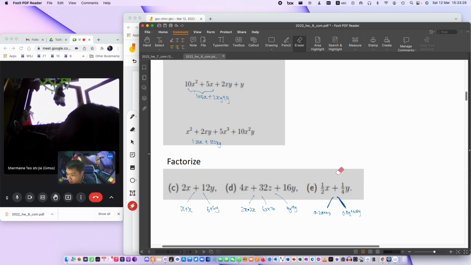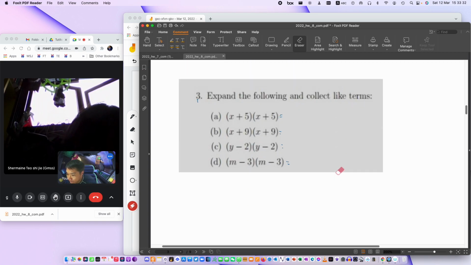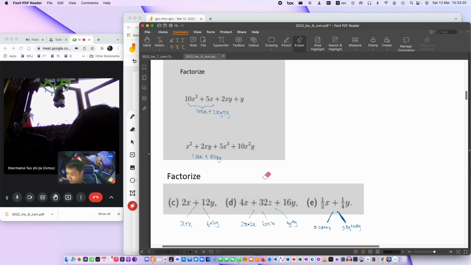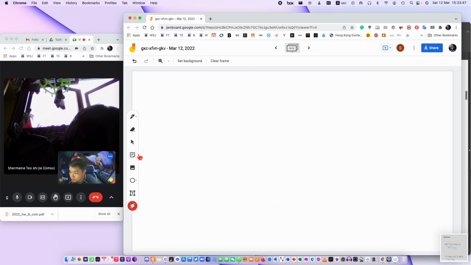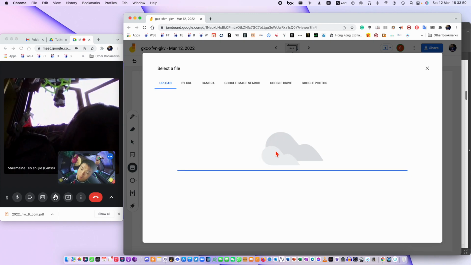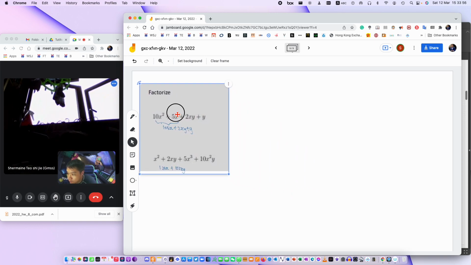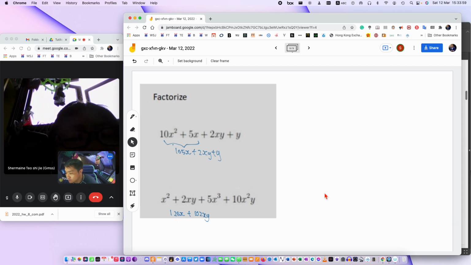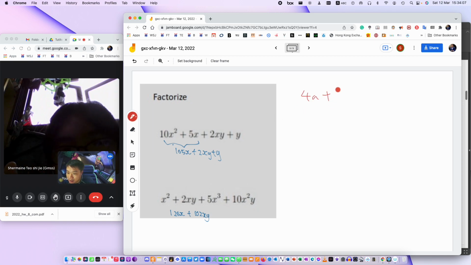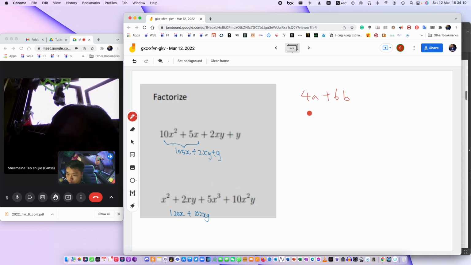Let me see what is next. Okay, good. Next one is this. Let me get the thing out first. Slide 5. I just uploaded a question. Slide 5. Can you see this question? Okay. Slide 4 is about this. Just now we have been doing slide 4, like 4a plus 6b. How do you do this question?